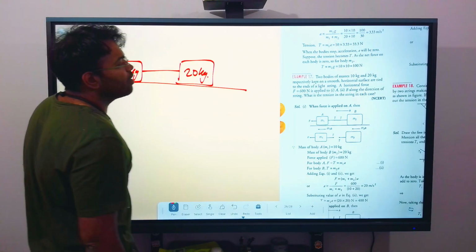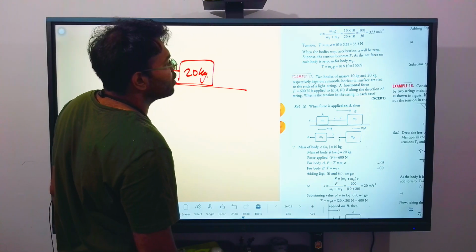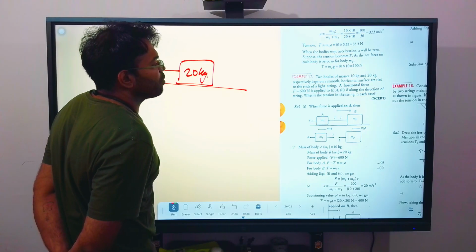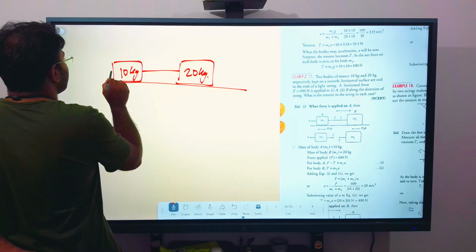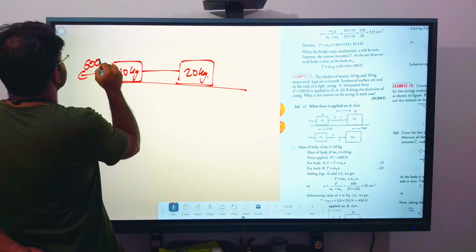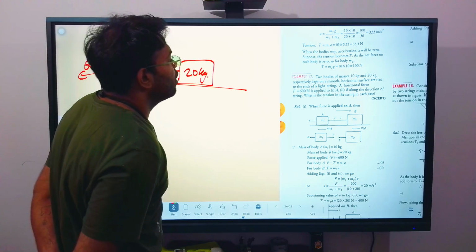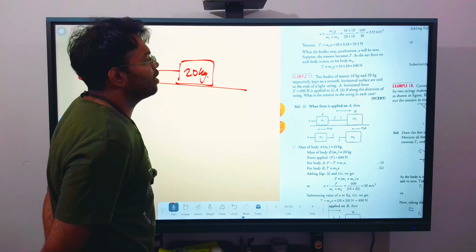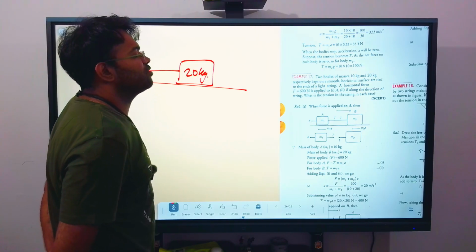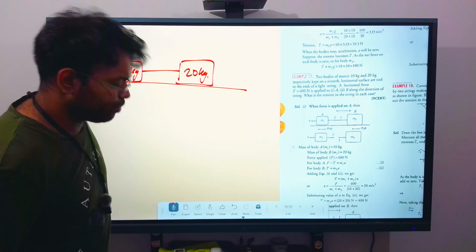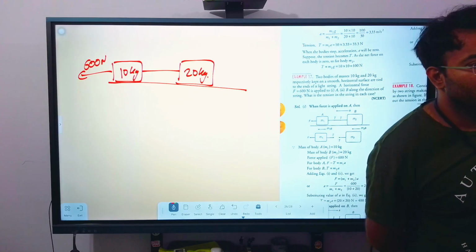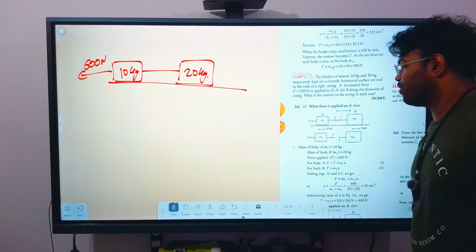Okay, they are tied to the end of a light string. A horizontal force of 600 newtons is applied on A. So you are applying a force of 600 newtons here on A, and the string runs to B, along the direction of the string. What is the tension in the string? Okay, so there is no friction here because it's a smooth horizontal surface.